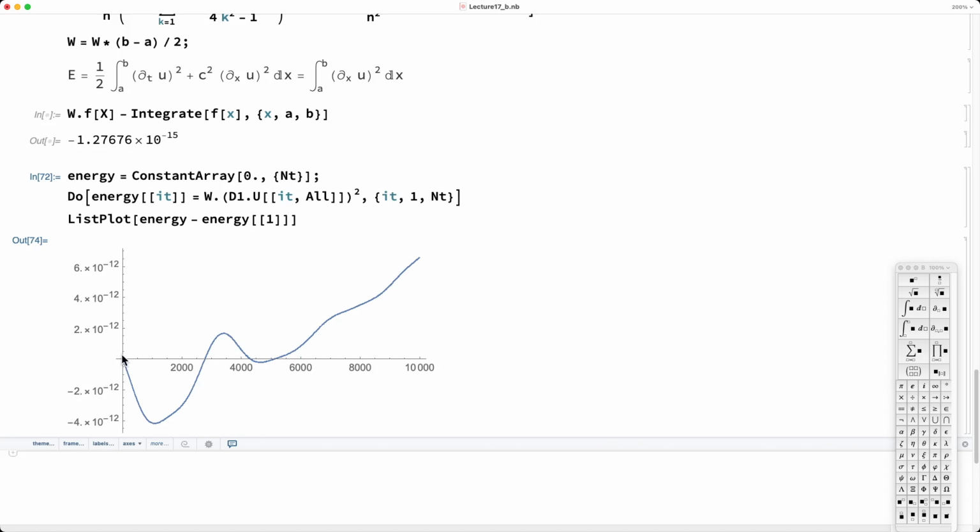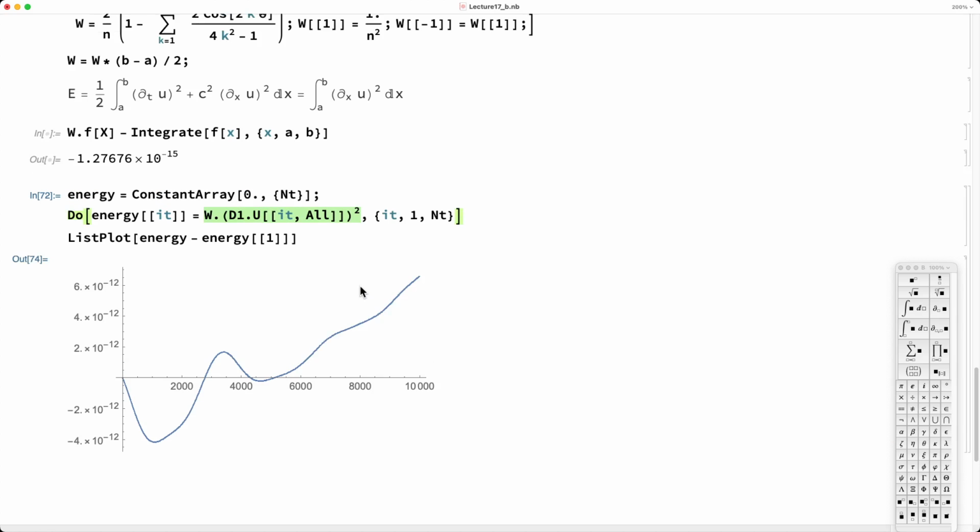Okay, so we're getting something much better. Instead of 10 to the minus 9, we get something that's 10 to the minus 12. And instead of linear growth, we see some oscillatory behavior. And this is really not due to the non-energy conservation of the method, but it's due to the way we're calculating this integral.